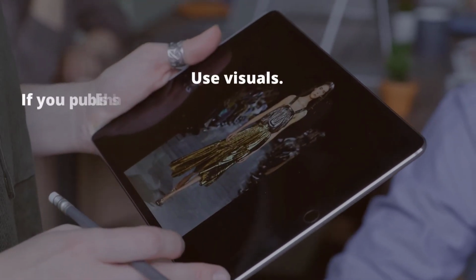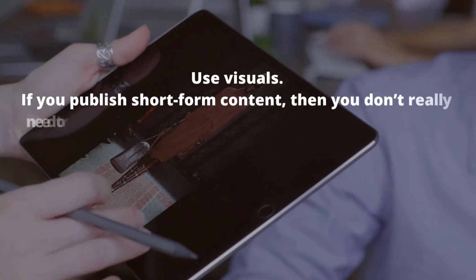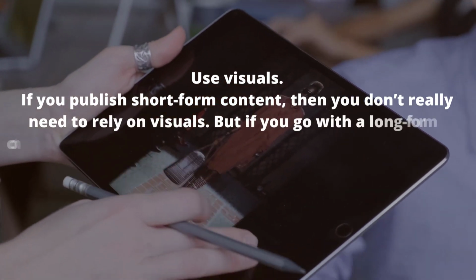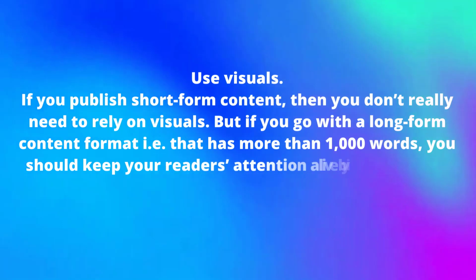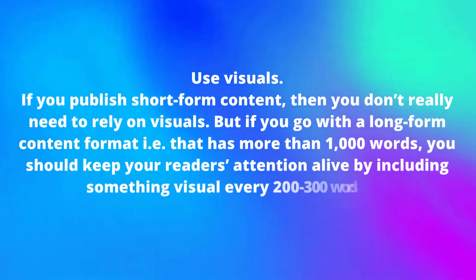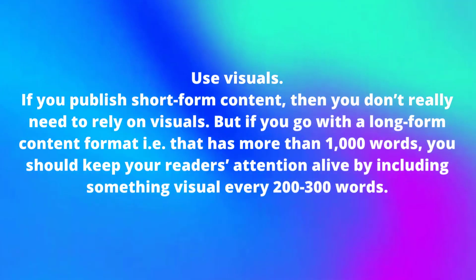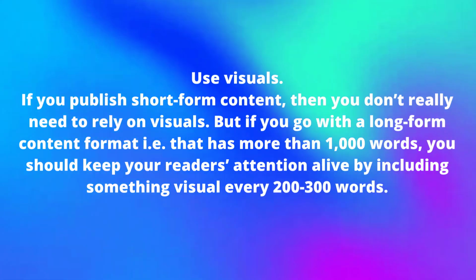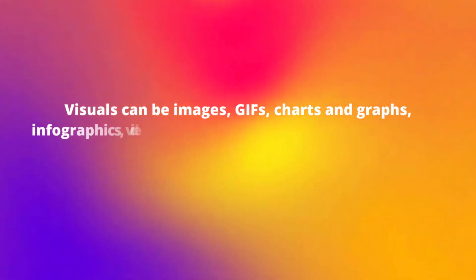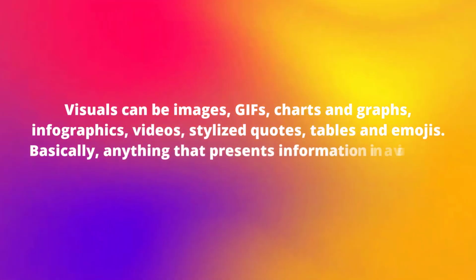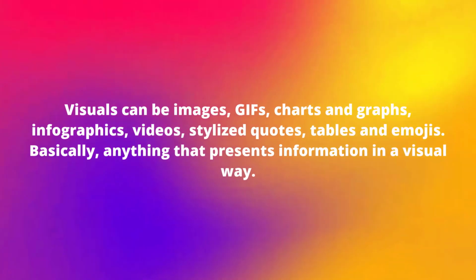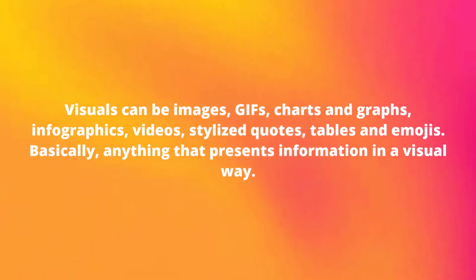Use visuals. If you publish short form content, then you don't really need to rely on visuals. But if you go with a long form content format, i.e. that has more than 1000 words, you should keep your readers' attention alive by including something visual every 200 to 300 words. Visuals can be images, GIFs, charts and graphs, infographics, videos, stylized quotes, tablets and emojis.